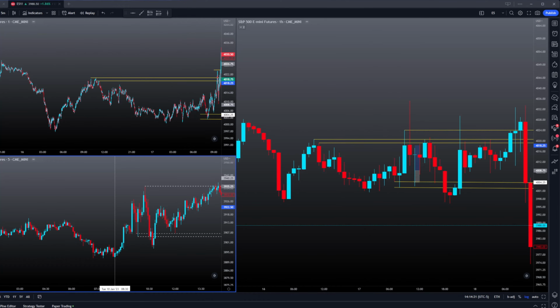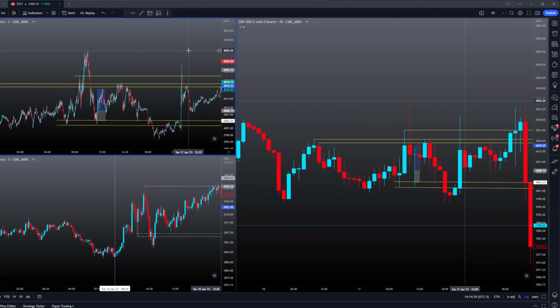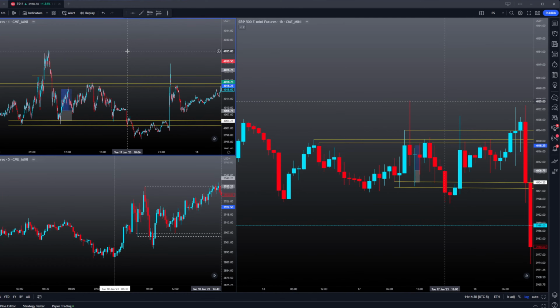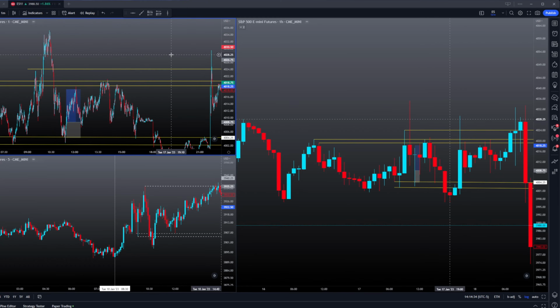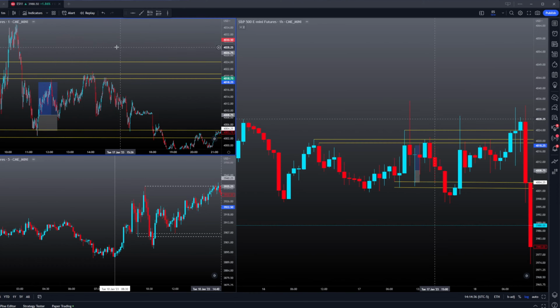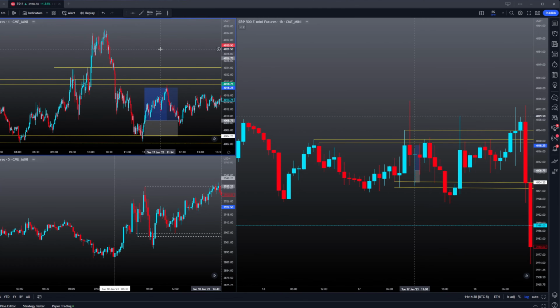Alright, anyways, let's go on to the footprint chart here pretty soon. I think I got all my levels drawn out. And you can see what we're going to be looking at. We got the 1 minute, so that's good enough, right? These are our zones. So let's see what happens as price is going to test these areas.